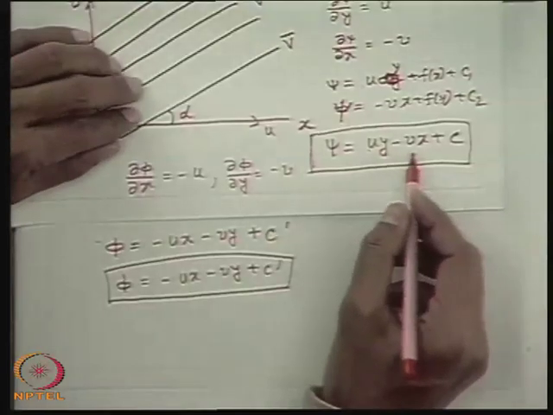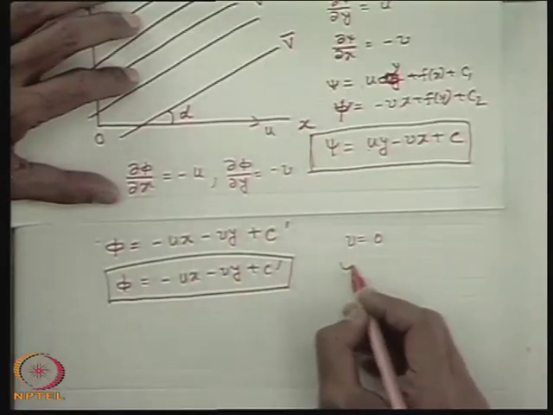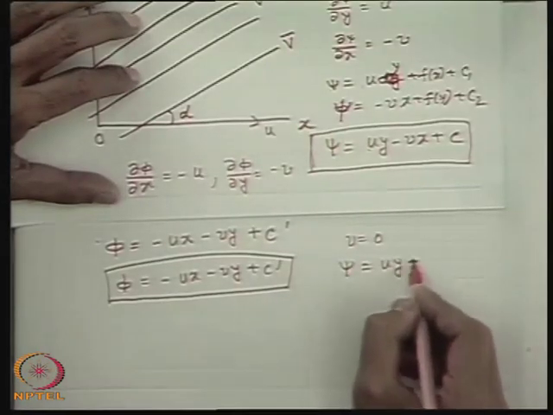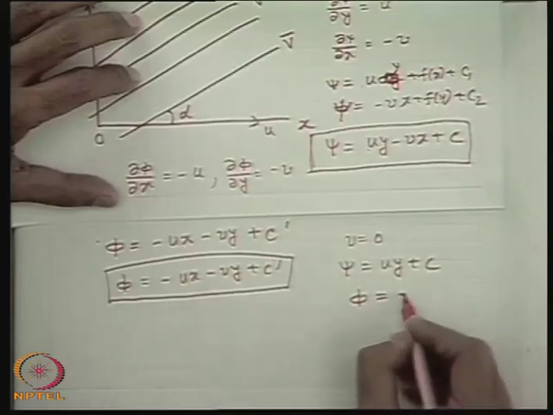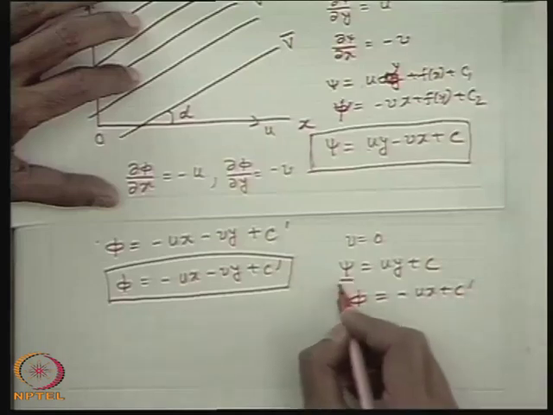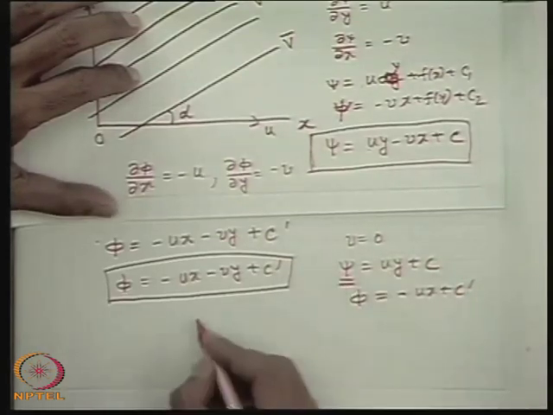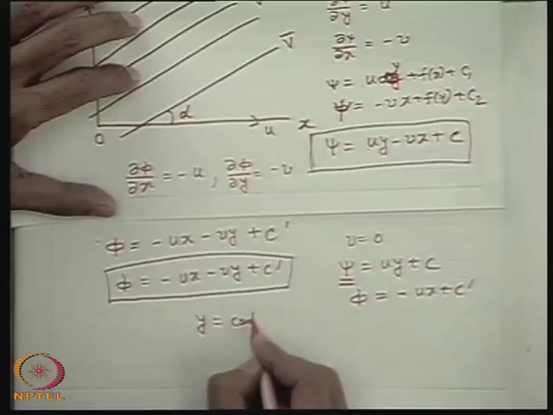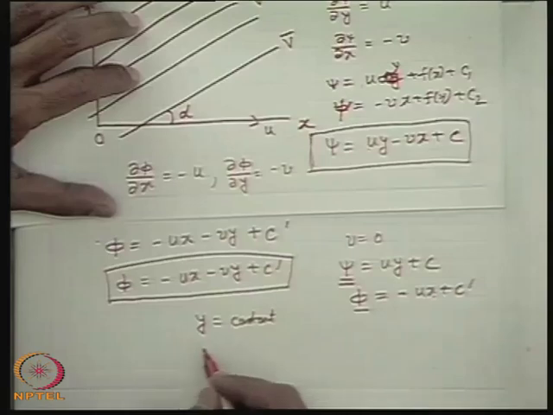Now in a special case, for example, if the v component is 0, so velocity is only along the x-axis, psi is simply uy plus c, and phi is simply, in that case, minus ux plus c dash. That means a constant psi line will be uy plus c is constant, in one word y is equal to constant, and a constant phi line will be minus ux plus c dash is constant, or in other words x is equal to constant.